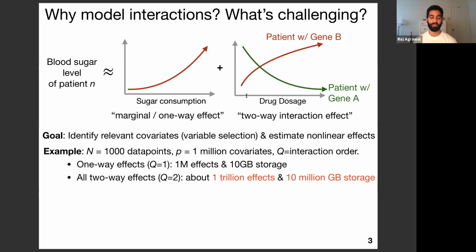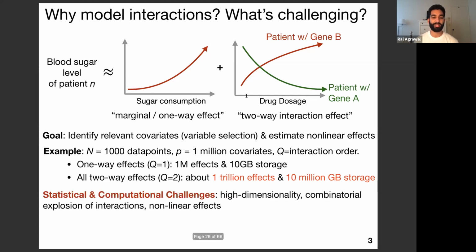So this is not something you can easily do. That highlights the big statistical and computational challenges, because you already started with this problem where the number of covariates was much larger than the number of data points. And then this problem just got way harder because of this combinatorial explosion of interactions and the presence of nonlinear effects.